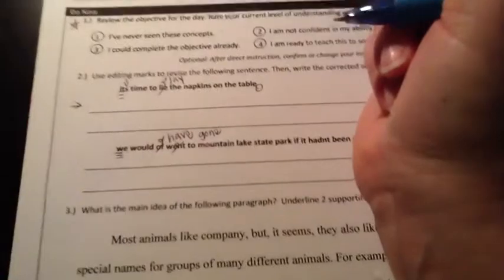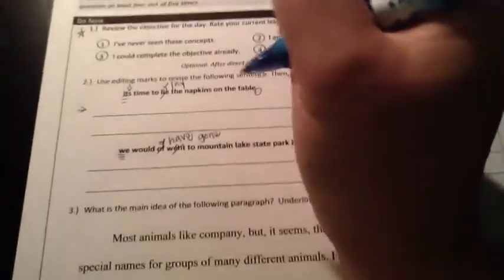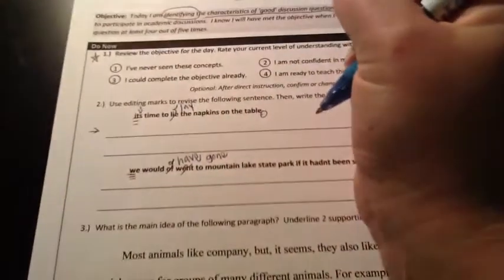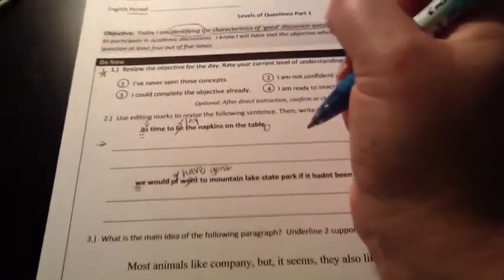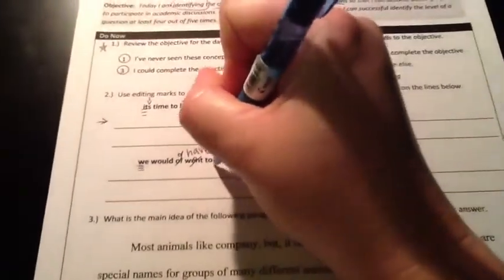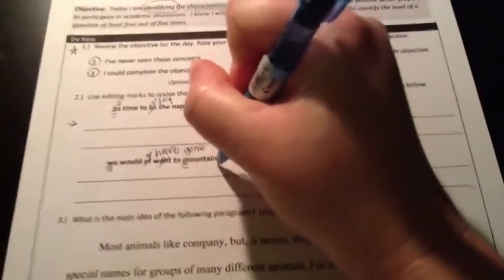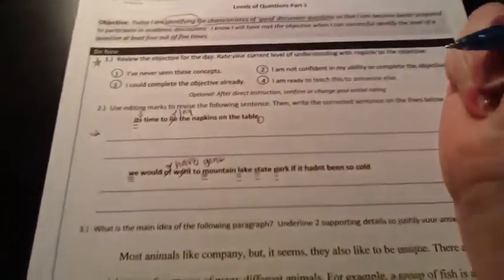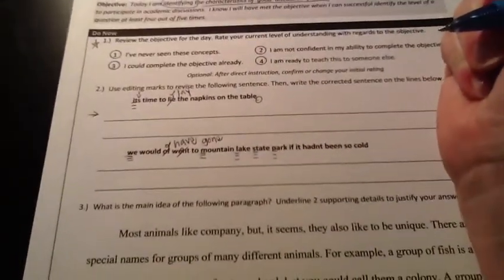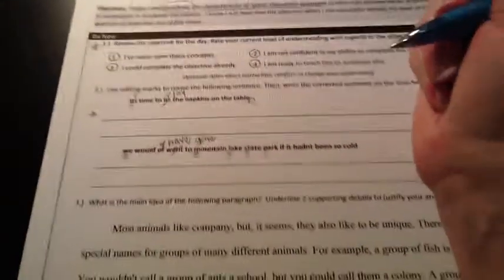So we would have gone to Mountain Lake State Park is the proper way to do this. Since Mountain Lake State Park is the name of a location that is specific, it needs to be capitalized. It's a proper noun. So we capitalize Mountain, Lake, State, and Park. We would have gone to Mountain Lake State Park if it hadn't been so cold.